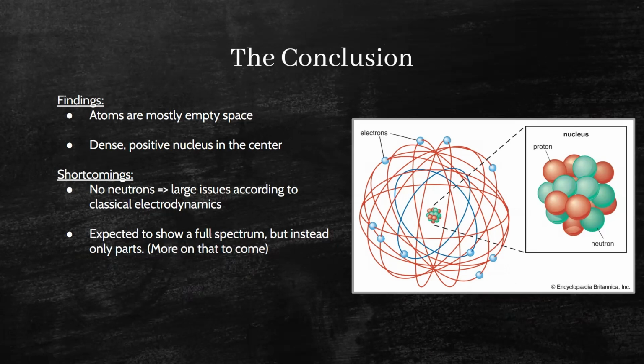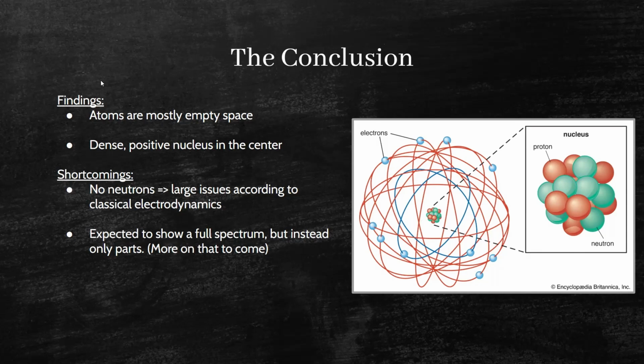Our conclusions from this experiment were that atoms are mostly made up of empty space, but they also have a tiny, dense, positively charged center that causes the particles to bounce away. This center is what we call the nucleus.